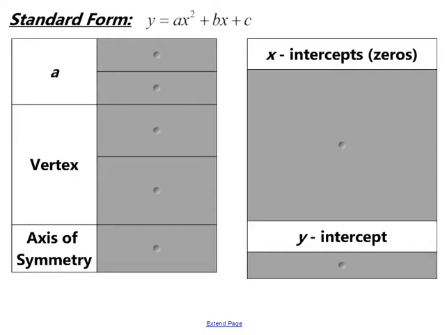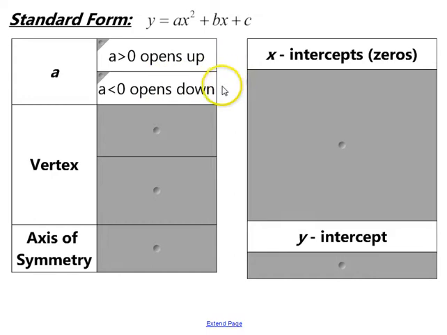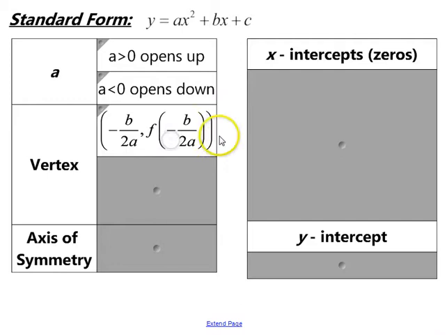Next, let's talk about standard form. This is what we've been working with recently, y equals ax squared plus bx plus c. So again, a, if it's greater than 0, it opens upward, and if it's less than 0, it opens downwards. And here, our vertex is going to be the coordinate point negative b over 2a for the x-coordinate, and f of negative b over 2a for the y-coordinate.